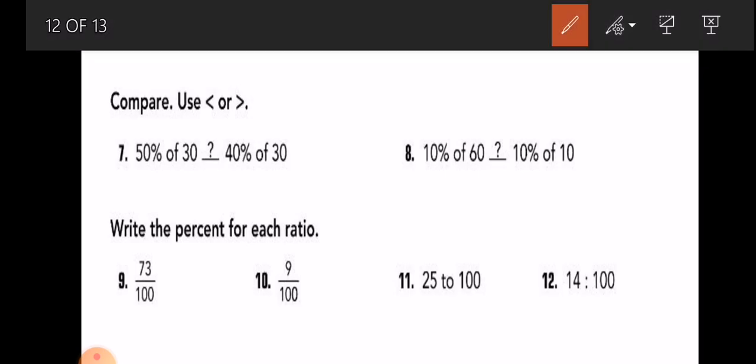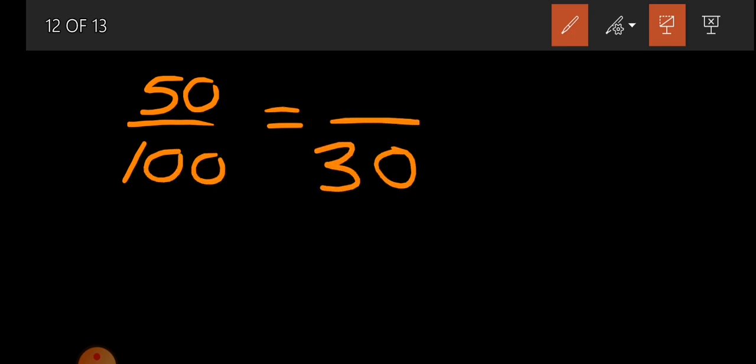Now let's do question number 7. Compare, use less than or greater than. To compare means I have to solve the two sides, then we will compare the two answers. Let's see number 7. 50% of 30. What does that mean? 50%, I will write it as a fraction. 50% is 50 over 100. Of 30. This is the way.